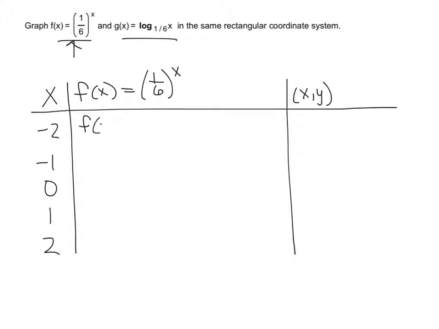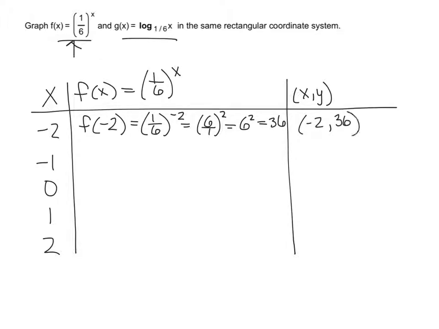First, I want to find f of -2. That becomes 1/6 to the -2 power. This is a negative exponent, so I just flip the fraction, and I get 6 over 1 squared, which is the same as 6 squared, which is 36. So my ordered pair is -2, 36.